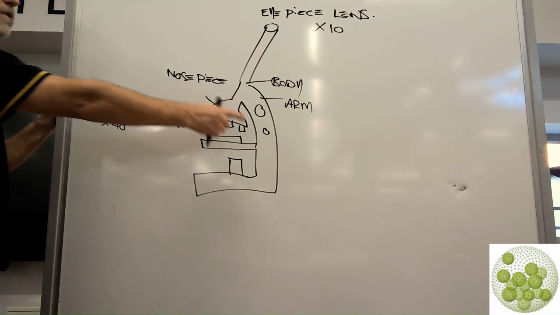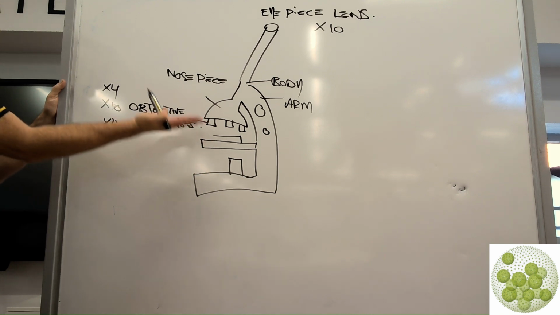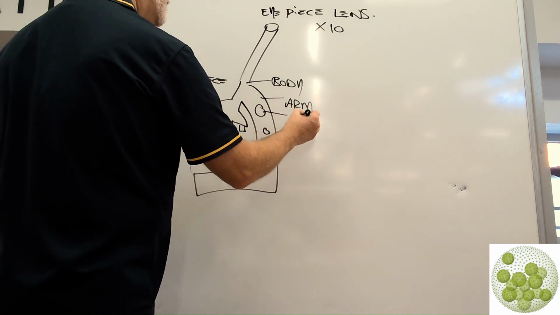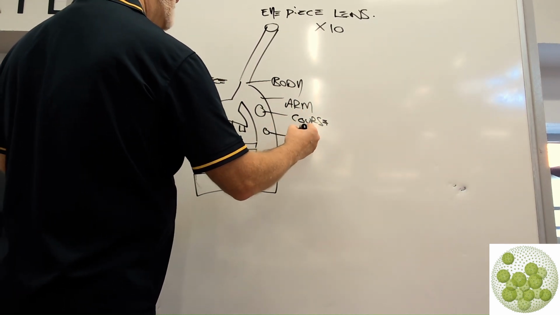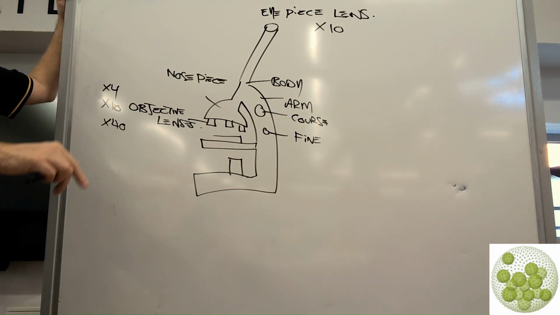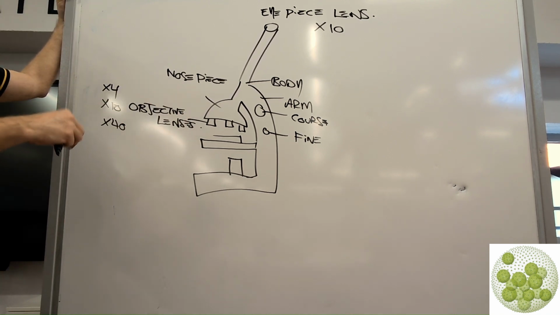The two knobs on the side are for focusing. Focusing moves the stage up and down. Okay, the big one is the coarse focus, and the smaller knob is the fine focus. The coarse focus allows you to adjust the focus in large amounts, and the fine focus allows you to adjust the focus in small amounts.